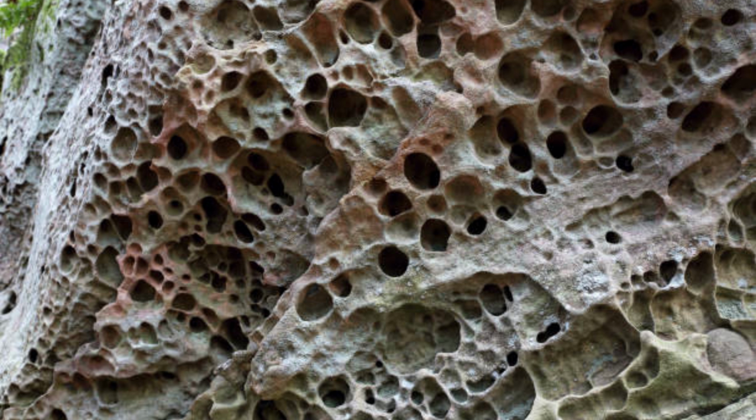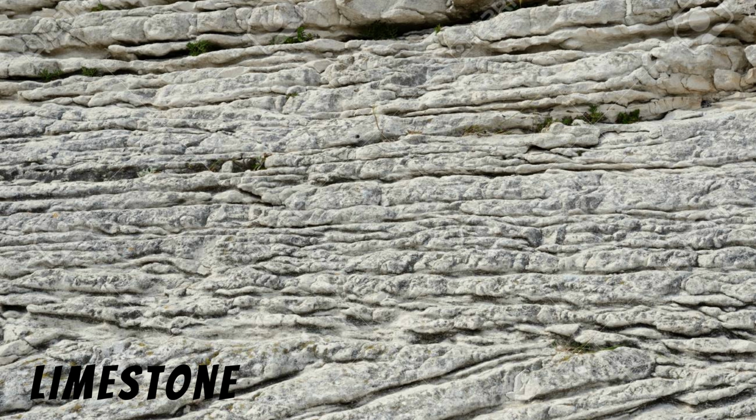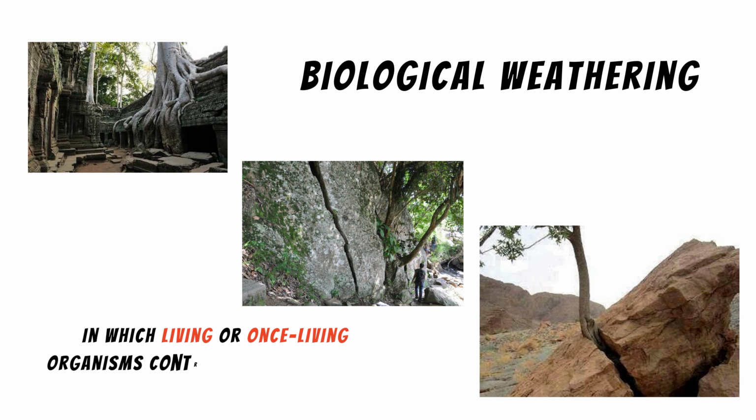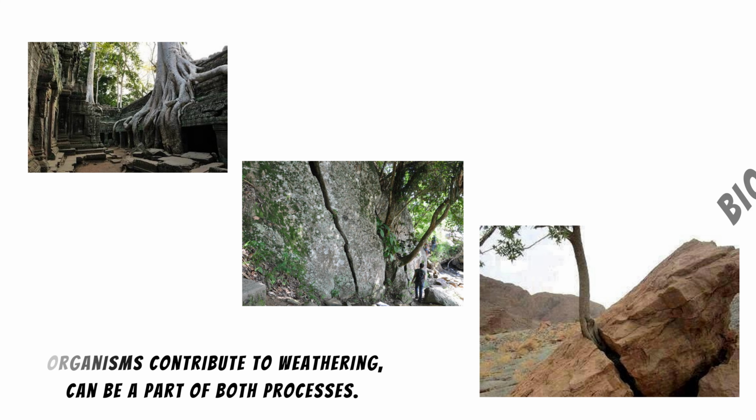For instance, carbon dioxide from the air or soil sometimes combines with water in a process called carbonation. This produces a weak acid, called carbonic acid, that can dissolve rock. Carbonic acid is especially effective at dissolving limestone. Biological weathering, in which living or once-living organisms contribute to weathering, can be a part of both processes.